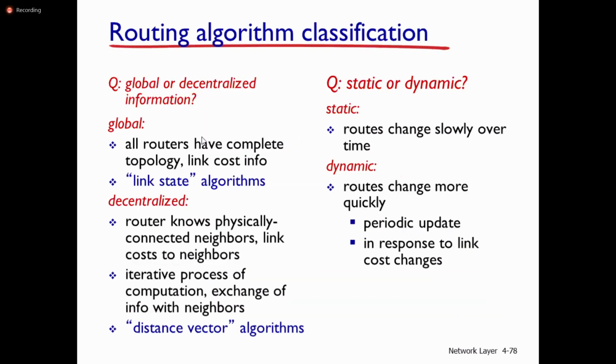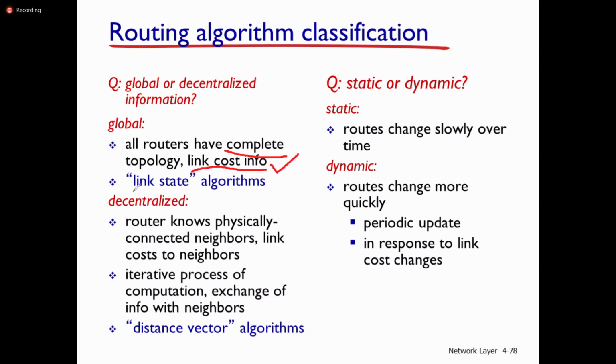So let us look at the classification of routing algorithms. Global or decentralized information is one way of classifying them, and the second one is static or dynamic. If it is a global routing algorithm, all routers have complete topology and link cost information. All the routers present in the network must have the complete topology as well as the link cost information.